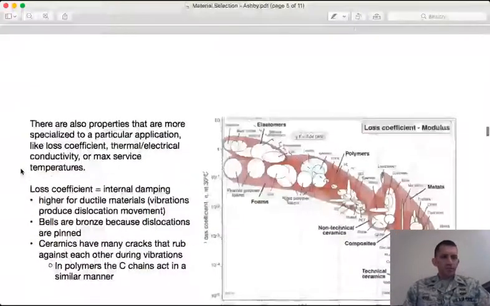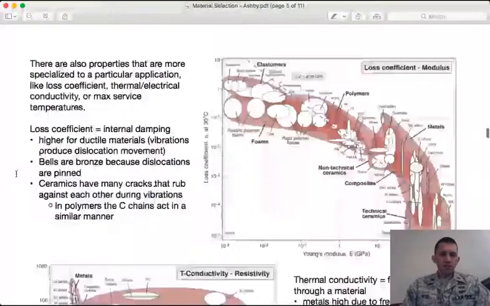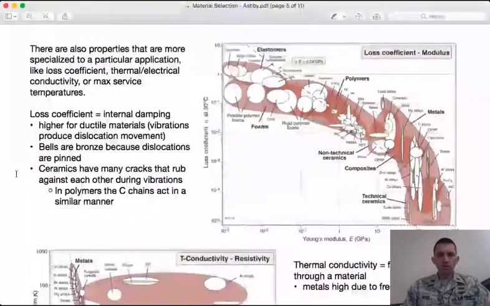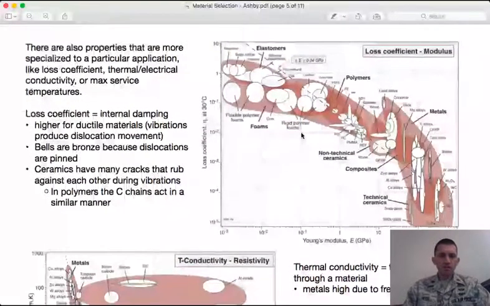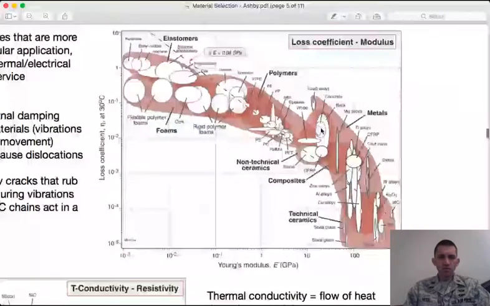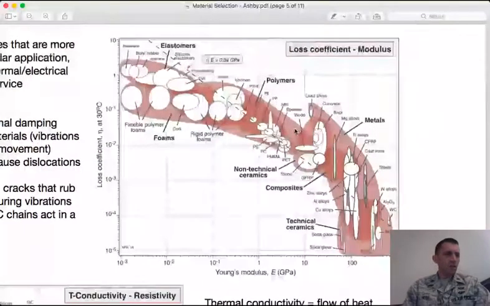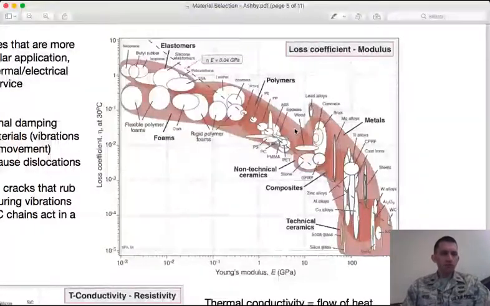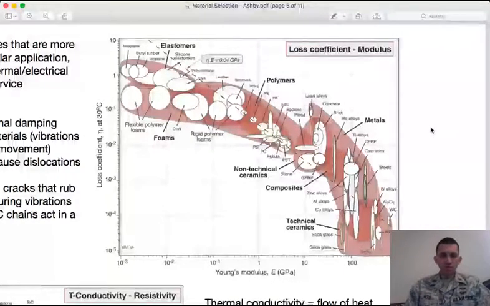And again, as I did before, I kind of saved the more niche properties for last, but Ashby includes data on all these niche properties here. This chart shows the loss coefficient, so this is related to internal bonding and internal damping of a material. It's higher for ductile materials because those vibrations are moving around the dislocations, and that absorbs energy, which will dampen out the vibrations in the material.